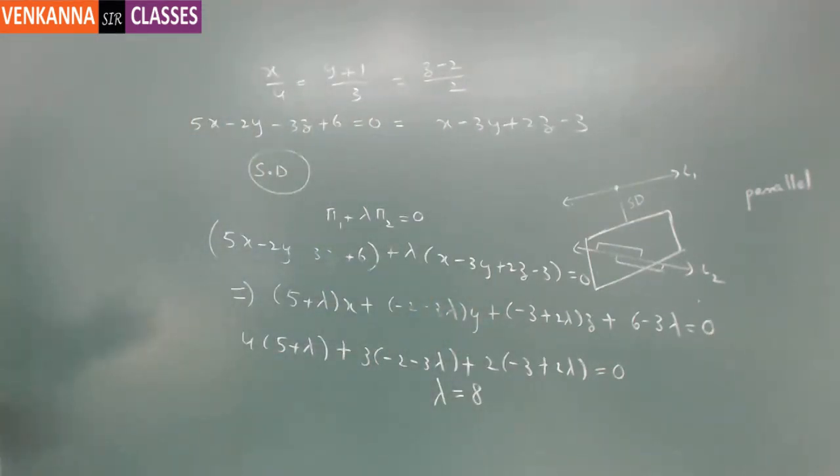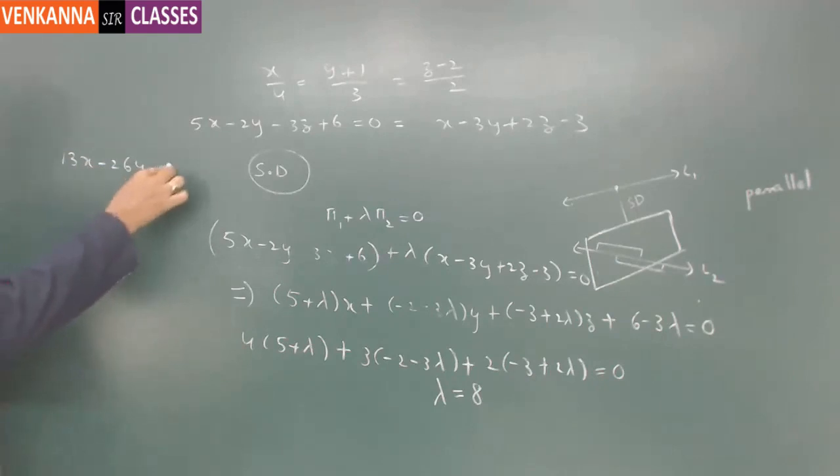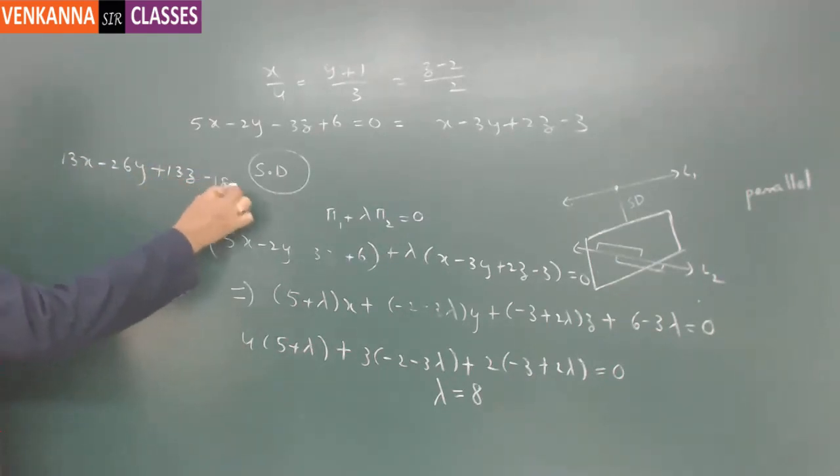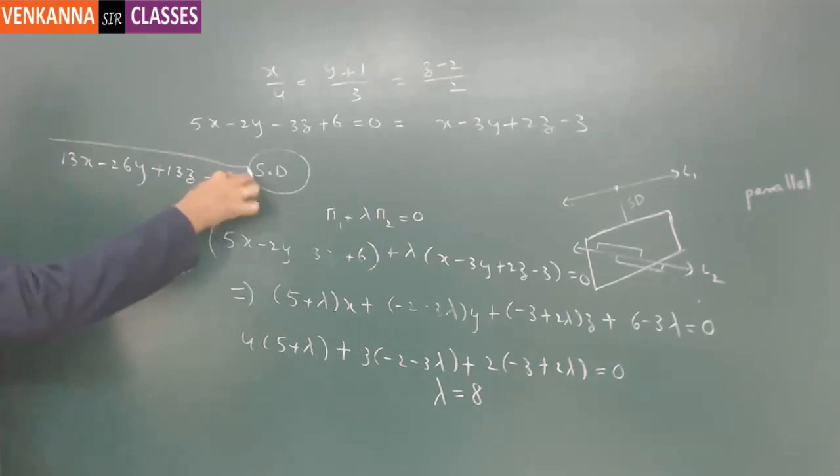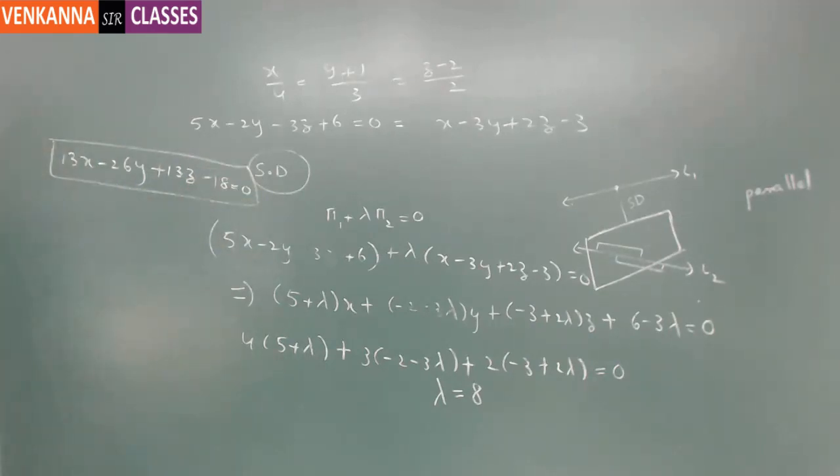So substituting the value of lambda, you will get the plane equation as 13x minus 26y plus 13z minus 18 equal to 0. So please take a note of this result. If you have any other queries, you can ask. I think everyone has got the idea how SD is going to happen if you consider a parallel plane, right?